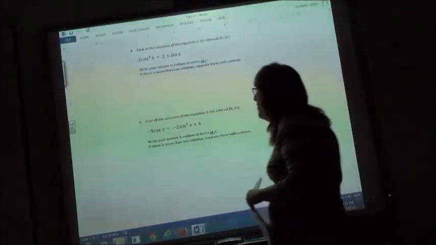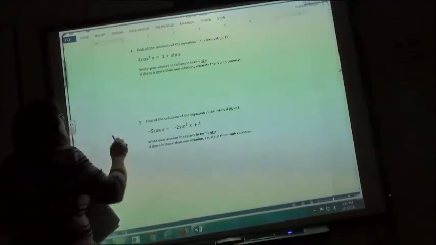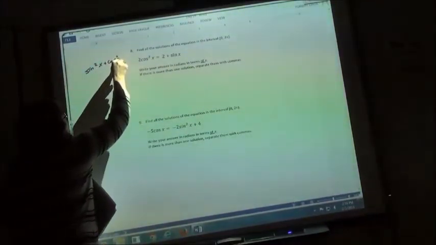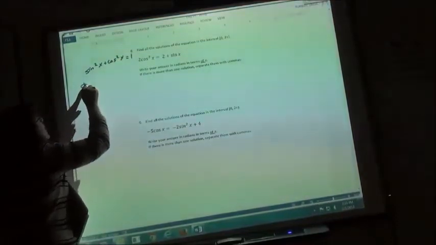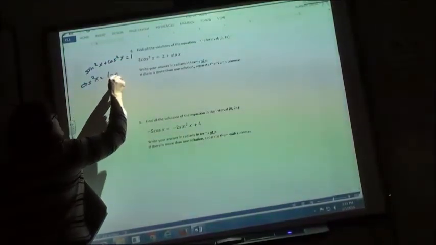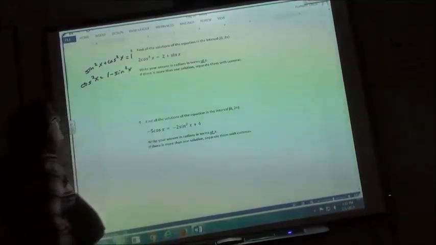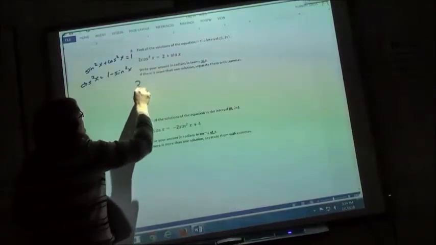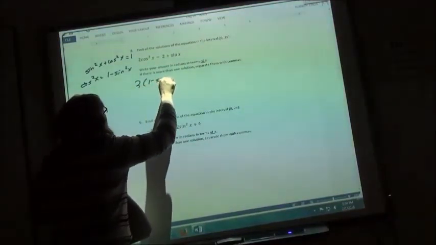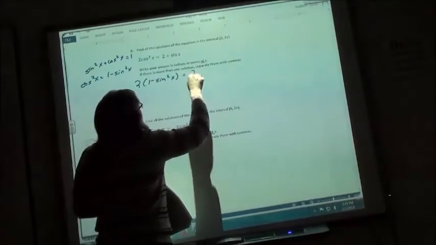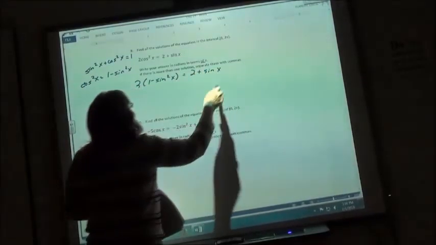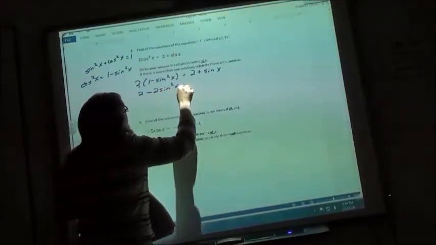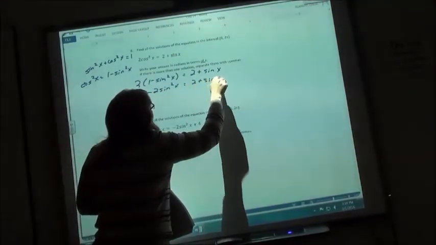Number 8, same kind of thing. You'll notice I have cosine squared in there. We know that sine squared of x plus cosine squared of x equals 1, so that cosine squared of x equals 1 minus sine squared. And again, I'm going to substitute that in, so I have everything in terms of sine. So I would have 2 times (1 minus the sine squared of x) equals 2 plus the sine of x. So 2 minus 2 sine squared of x equals 2 plus the sine of x.